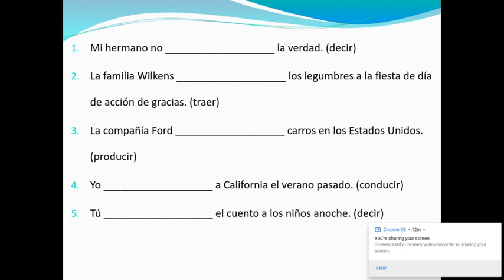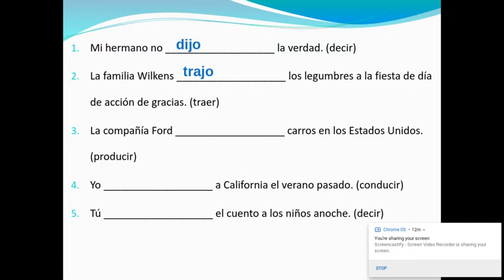So let's conjugate some verbs in the preterite now. Mi hermano no, now decir. So remember, decir went to D-I-J. Mi hermano no dijo la verdad. No accent, super regular. La familia Wilkins trajo los legumbres a la fiesta de Día de Acción de Gracias. Again, la familia is subject to singular. That's why it's not trajeron, trajo.